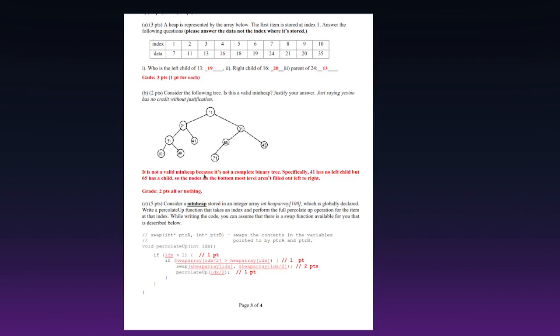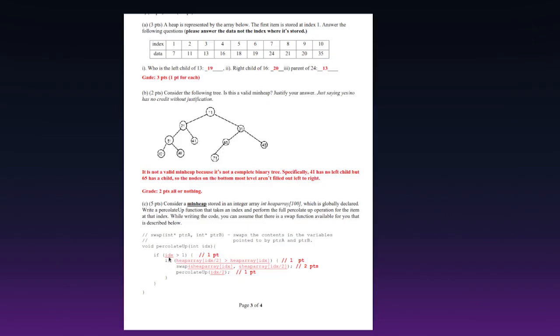It is not a valid heap because it's not a complete binary tree. That's what I was trying to get at the whole time. I just didn't know how to say that properly. So heaps have to be a complete binary tree. Specifically, 41 has no left child, but 65 has a child. So that's what makes it incomplete.